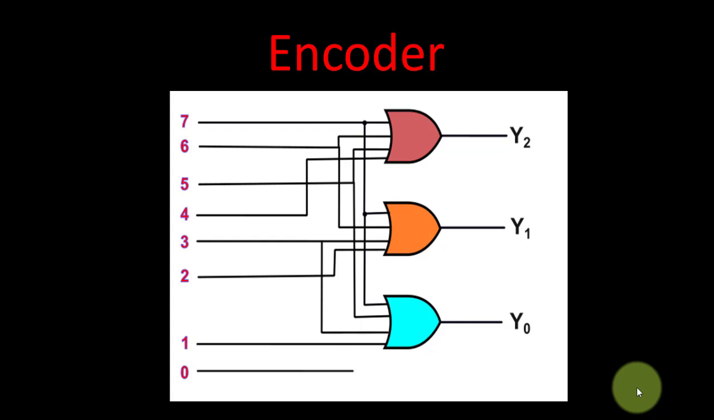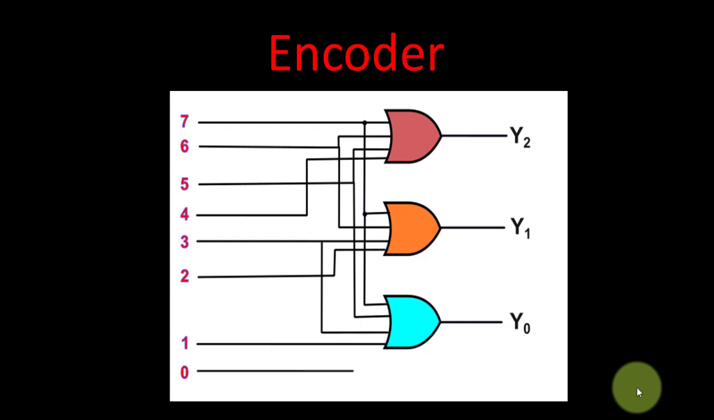Suppose we input 7. As you can see, the numbers from 0 to 7 can be at logic high or logic low. So if we pull the number 7 at logic high, then it will produce the code for 7. If we pull the input 6 as high, then it will give the code for 6. Let us see the working.